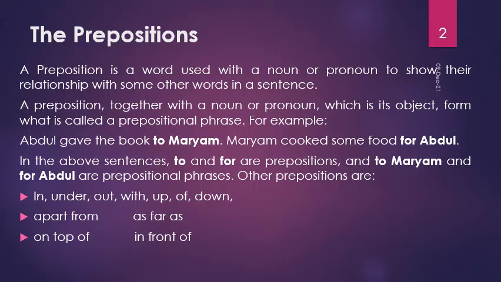Abdul gave the book to Mariam. To Mariam is a prepositional phrase, where to is a preposition and Mariam is a noun. Mariam cooked some food for Abdul. For Abdul is a prepositional phrase. We have for as a preposition and Abdul as a noun, where the two form a unit known as a prepositional phrase.